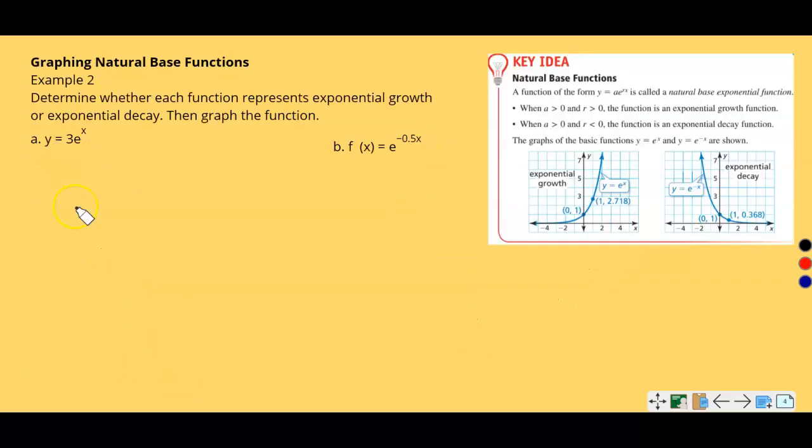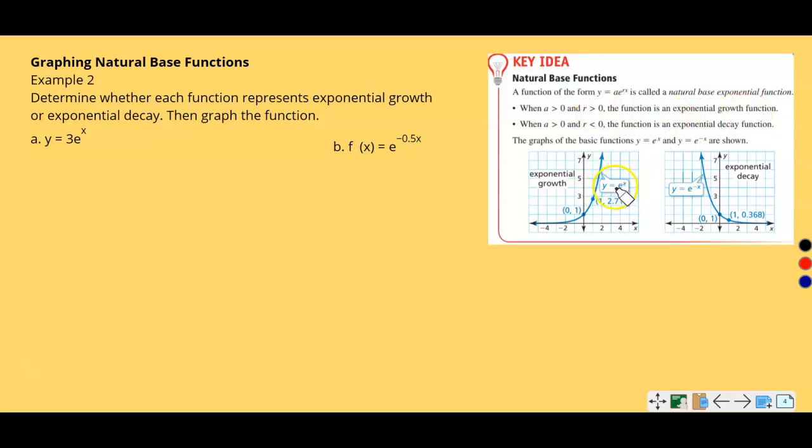Example 2, graphing natural base functions. Determine whether each function represents exponential growth or exponential decay. Then graph the function. All right, so your key idea here, this is very important. A function of the form y = ae^(rx) is called a natural base exponential function. When a is greater than 0 and r is greater than 0, the function is exponential growth.